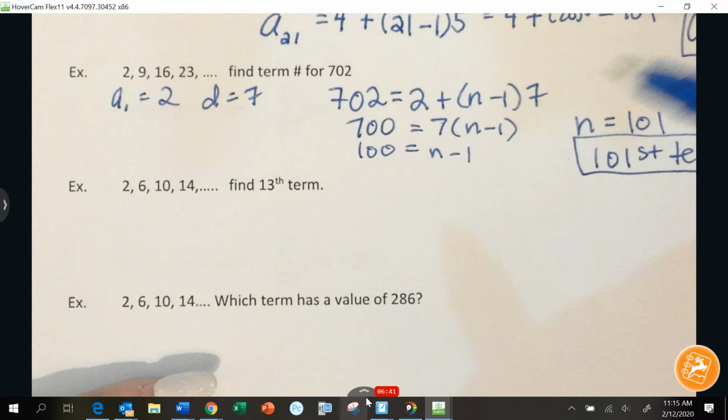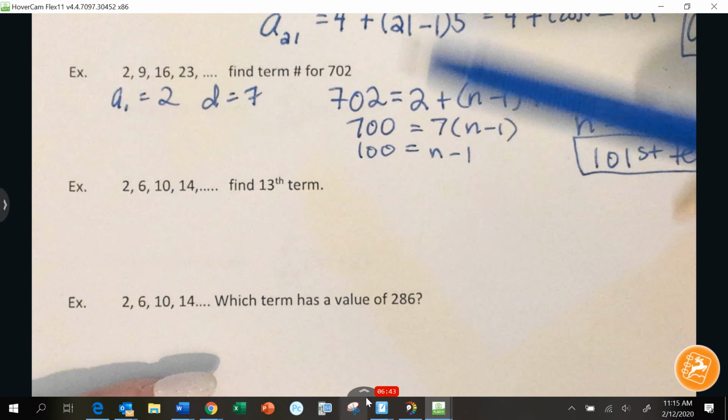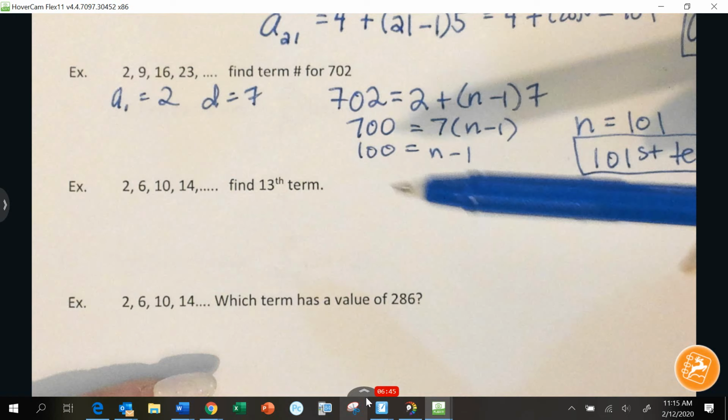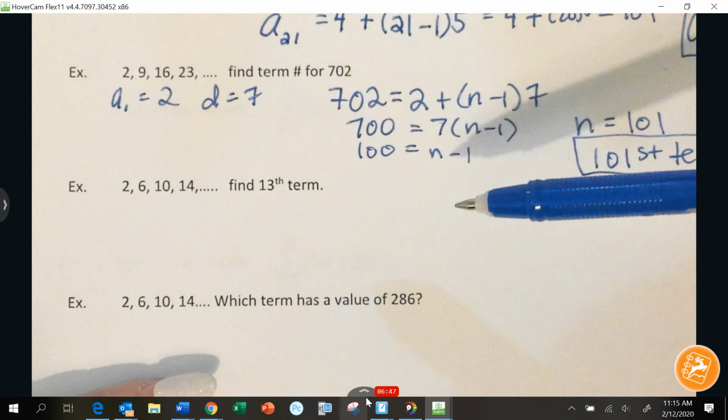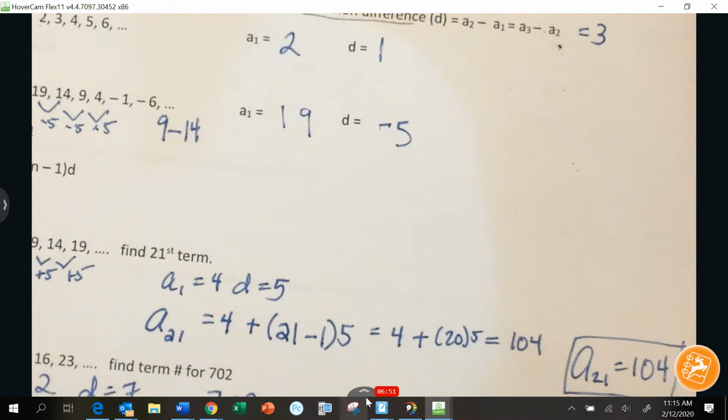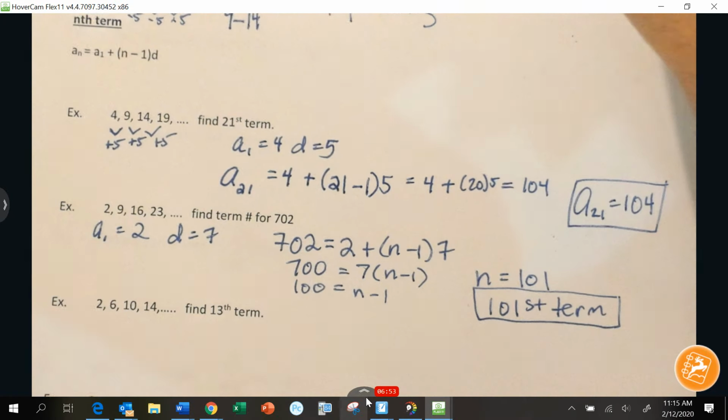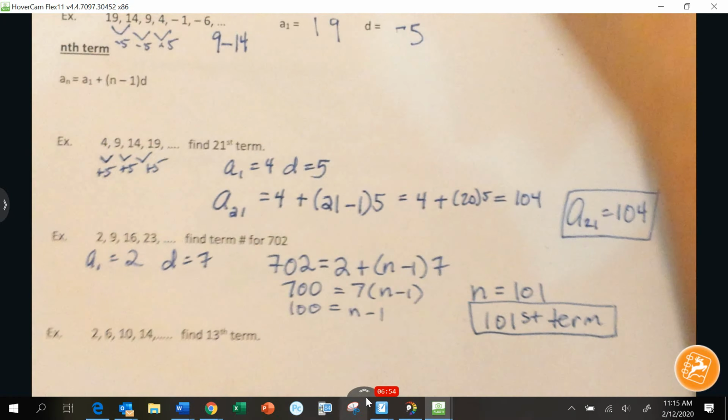All right, there's 2 that I want you to try. They're exactly like the 2 that we just tried. I want you to try these, see that you can get them. Try to see if you can get those on your own.